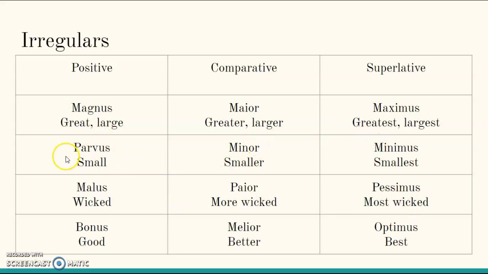Parvus, minor, minimus. These are all the different versions of small. Parvus means small. Minor, like minor, means smaller. Minimus means the smallest. And you can kind of see the English, minimal, minimum, the smallest amount possible right here. Then we have magnus for great or large. Magnus means great or large. Maior means greater or larger. Maximus means the greatest or largest.